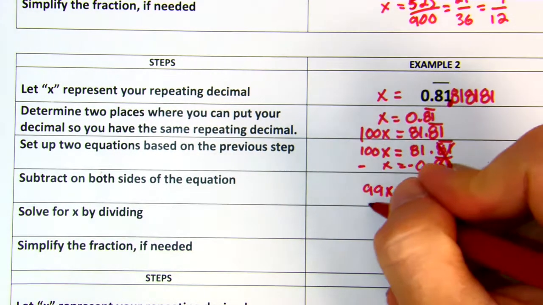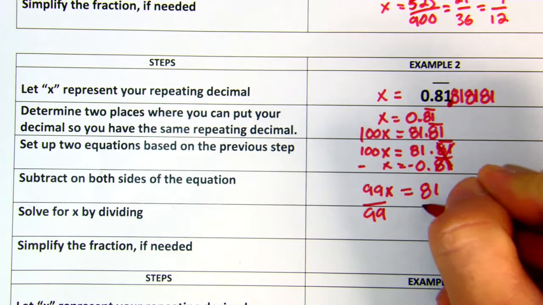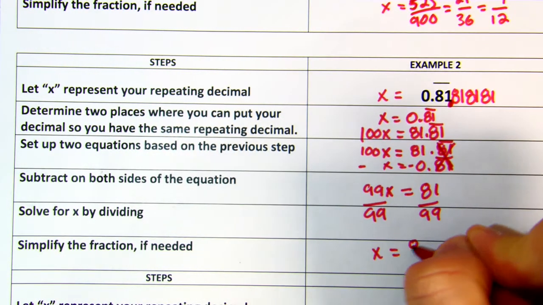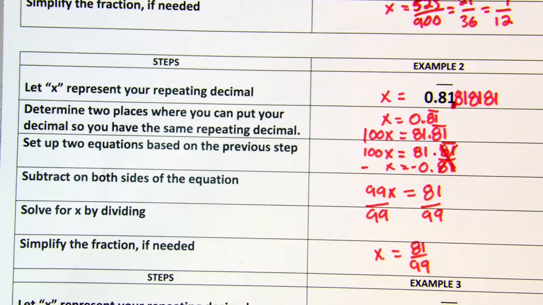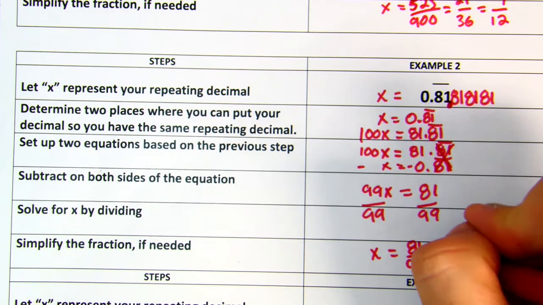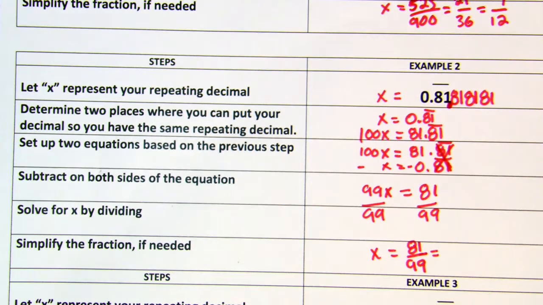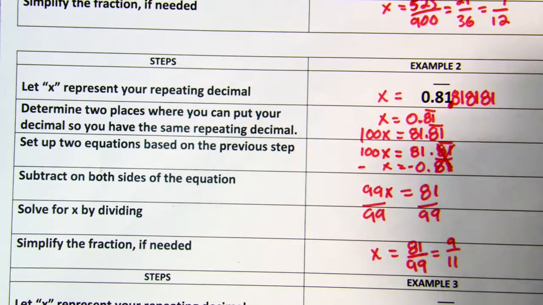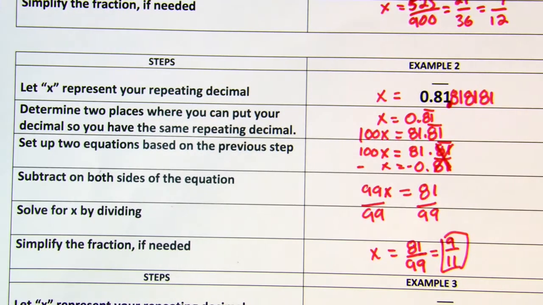So now I have my equation here. So I divide by 99 on both sides, and I get x is equal to 81 over 99. Okay? Now I need to go ahead and simplify it. I need to divide by 9 on the numerator and the denominator. So I get an answer of 9 over 11 is my correct fraction.